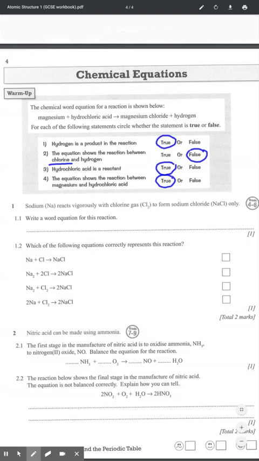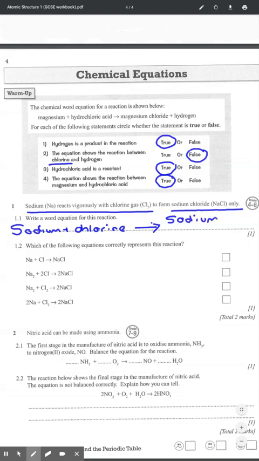Question 1 then asks us properly to construct a word equation between two reactants, sodium and chlorine. So they're the two reactants. They go on the left-hand side of the equation. So sodium reacting with chlorine. We don't have to specify necessarily that we've got a gas this time. We'll do that probably more correctly when we do symbol equations later. But sodium and chlorine are the two reactants, and they're forming sodium chloride only. So there's only one product in this reaction, and it is sodium chloride.